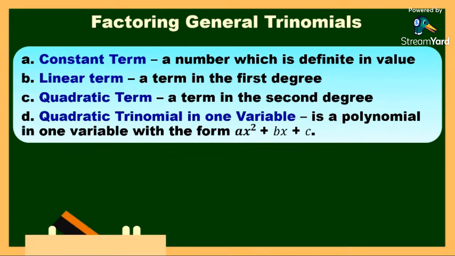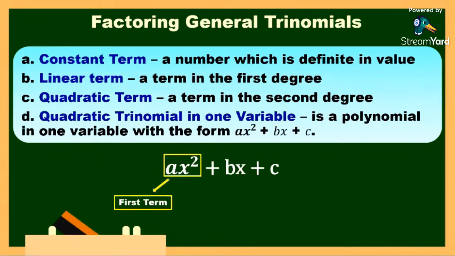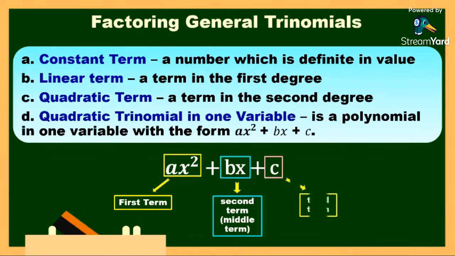Katulad ng sa ax squared plus bx plus c, ang ax squared natin dito ay ang tinatawag nating first term or the so-called quadratic term kasi siya ay nasa second degree. Meron siyang exponent na 2. And bx is the second term or the linear term. And c naman ay ang third term natin o yung tinatawag nating constant term kasi ito ay number lang.